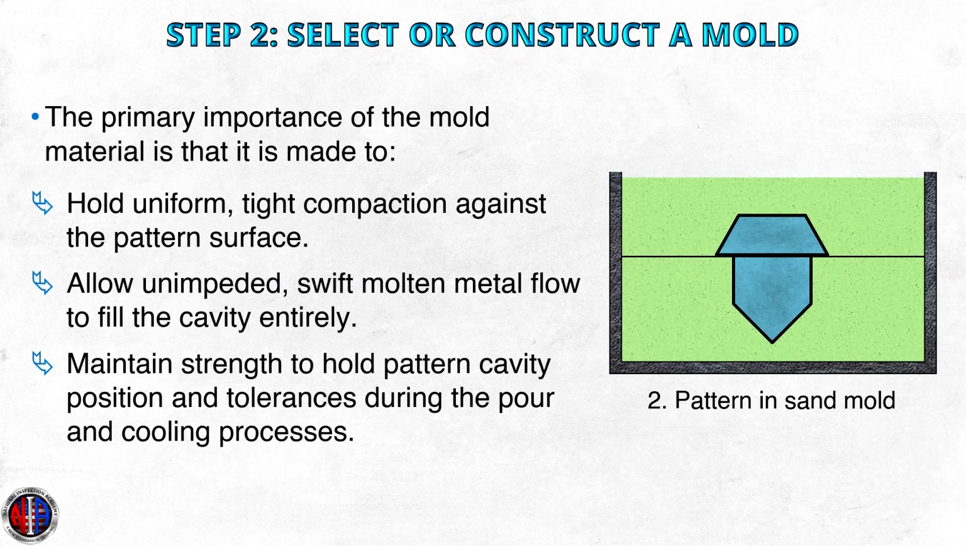The primary importance of the mold material is that it is made to 1. Hold uniform, tight compaction against the pattern surface. 2. Allow unimpeded, swift molten metal flow to fill the entire cavity. And 3. Maintain strength to hold pattern cavity position and tolerances during the pouring and cooling processes.